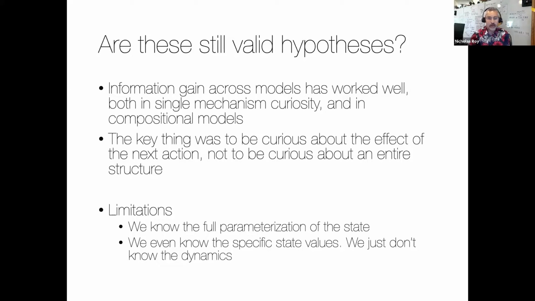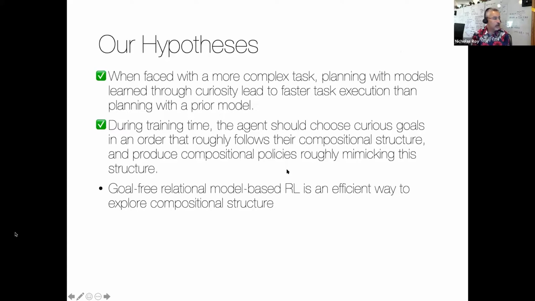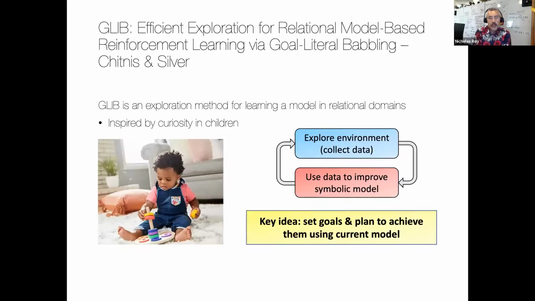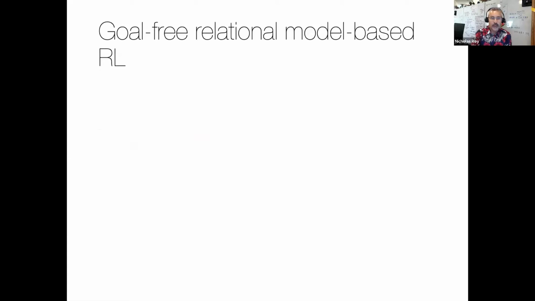So the last thing that I want to talk about, and I know I don't have a whole lot of time left, is that we had a relatively simple representation and a relatively simple task in terms of block stacking. Can we scale up to more complicated tasks? Our last hypothesis is that relational representations may give us an even more efficient way to explore compositional structure. The last thing I'm going to talk about is some work of Rohan and Tom, who've looked at relational model-based reinforcement learning as a way to explore the world even more efficiently.